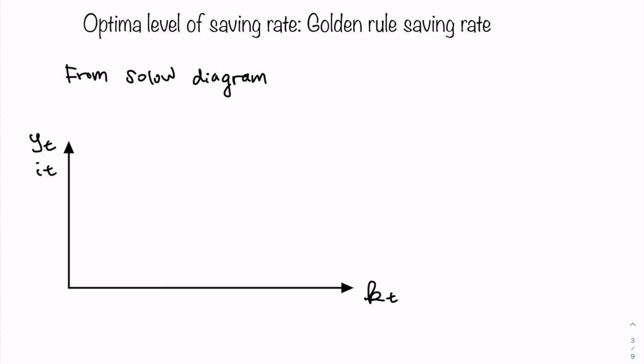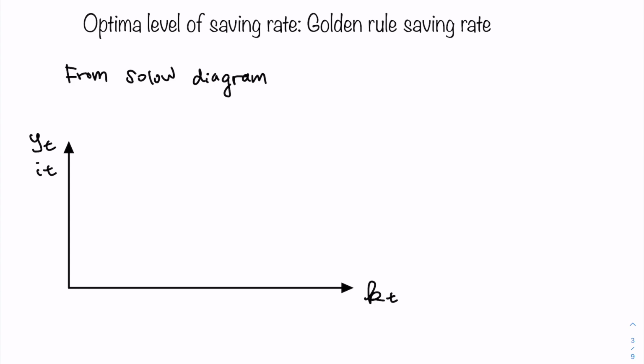To begin with, let's try to get the golden rule saving rate from a Solow diagram. Remember that when we draw a Solow diagram, the vertical axis represents the output per capita. The value on the graph can also represent the investment per capita. On the horizontal axis, we draw the capital stock per capita, because given each level of the capital stock per capita, we will be able to come up with the output per capita, investment per capita, and consumption per capita.